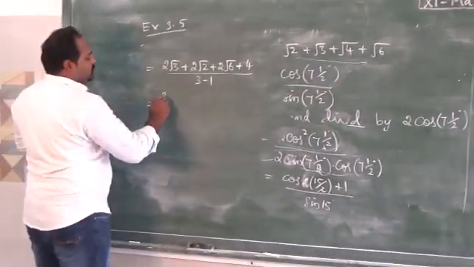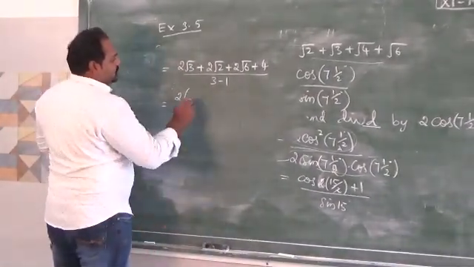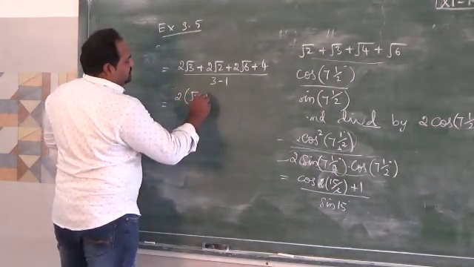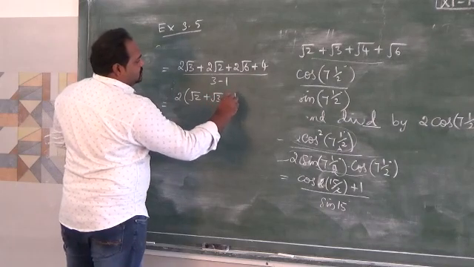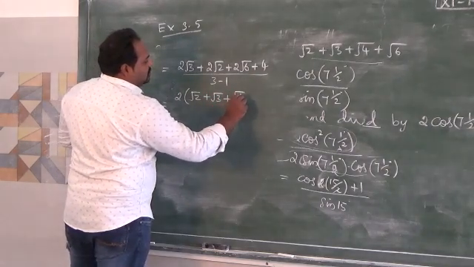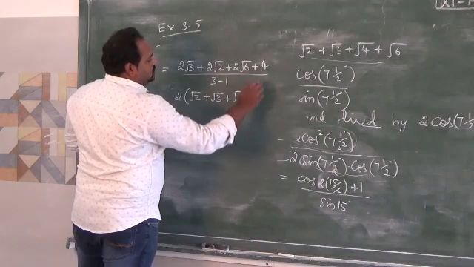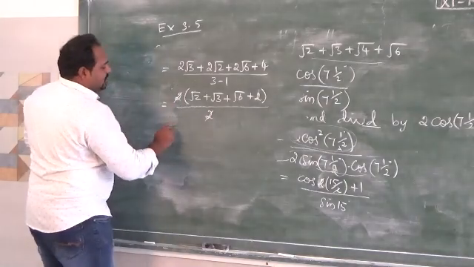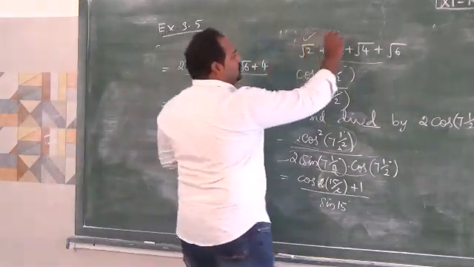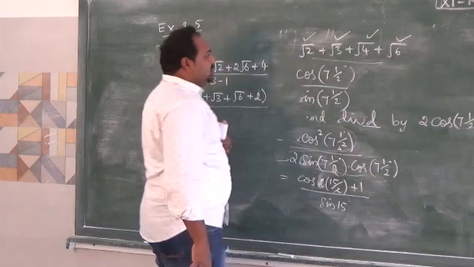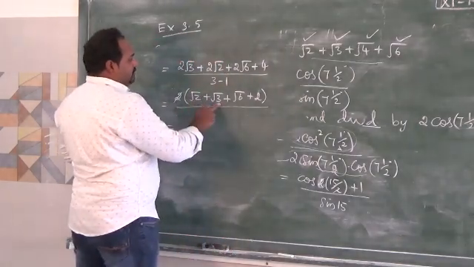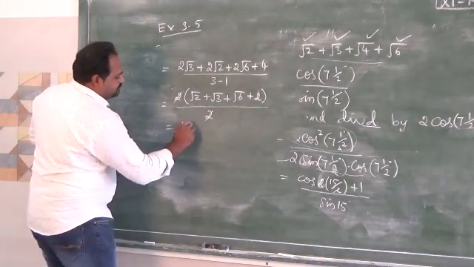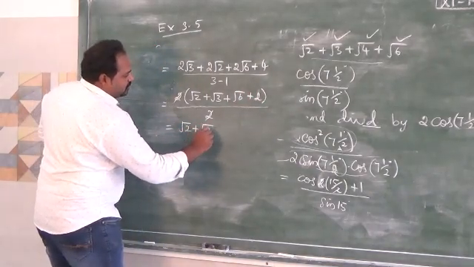So here we can take a 2 commonly outside. If you take a 2 commonly outside, I am just rearranging: root 2 first, root 3 second, plus root 6. Then if you take 2 here, the remaining 2 will be here. Then 3 minus 1 is 2, cancel. After that we have to bring root 2, root 3 plus root 4 and root 6. Here we have root 3, root 2, root 3 and root 6. We don't have a 4, so instead of 2 we can write a root 4.